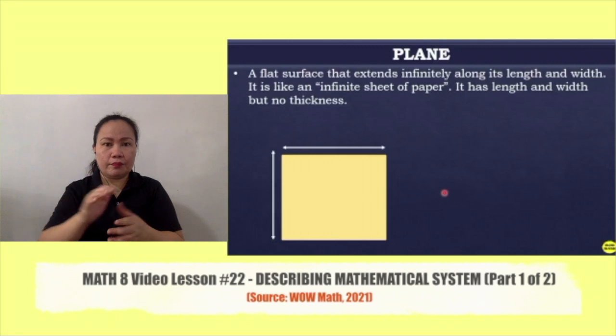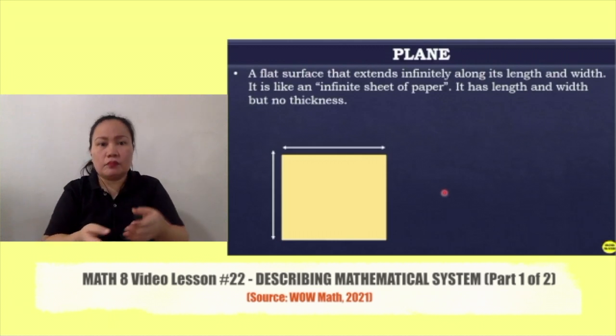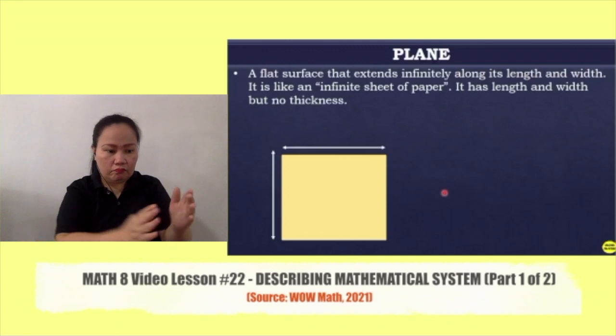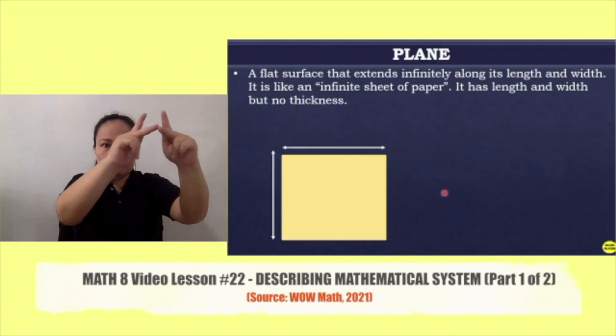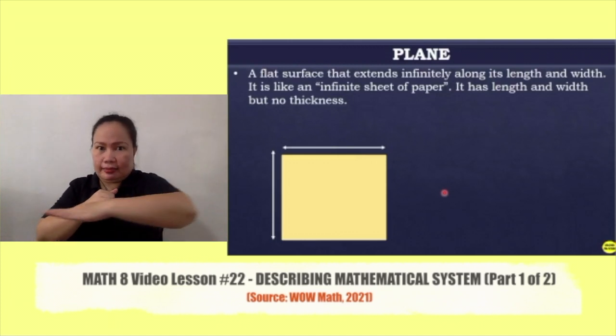So, kapag naging 3-dimensional na yan, hindi na po yan plane. So, a cube is not a plane. A cylinder is not a plane. A sphere is not a plane. Rectangular prism, triangular prism, pyramid. So, hindi po yun plane kasi hindi siya flat surface.